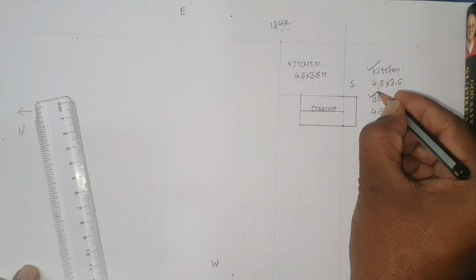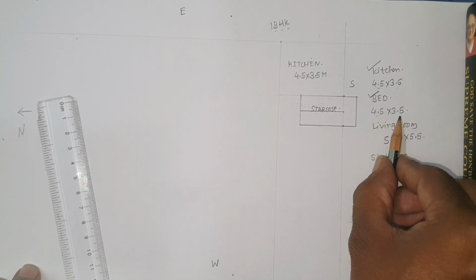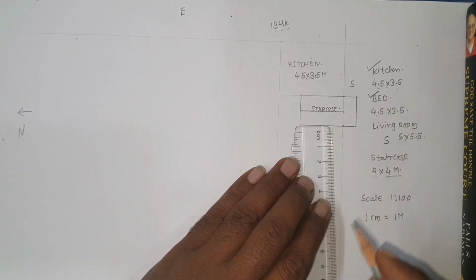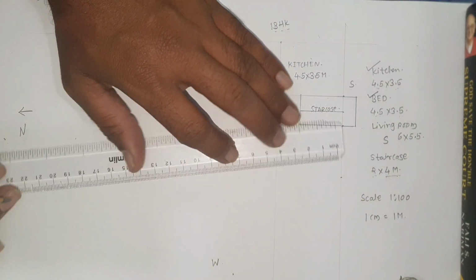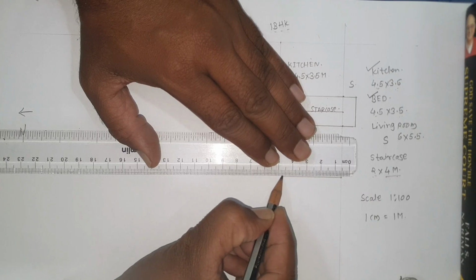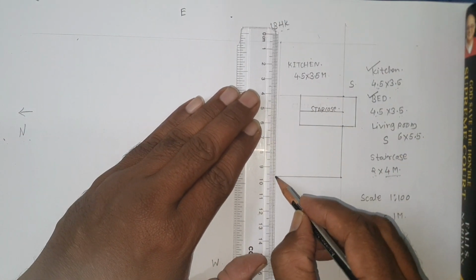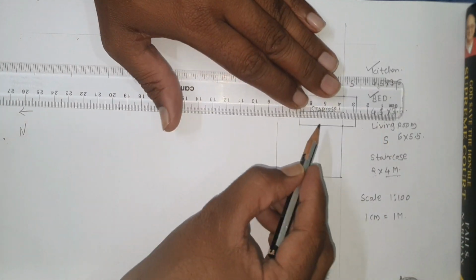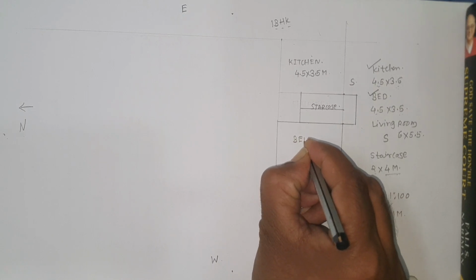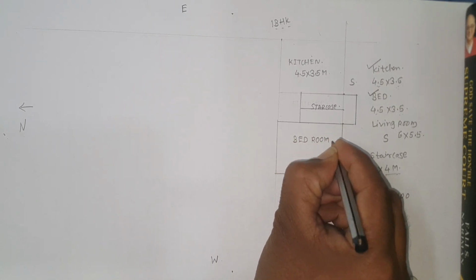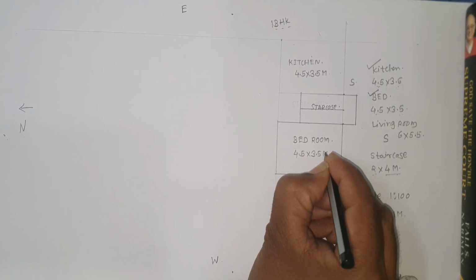Provide bedroom. So the dimensions of bedroom are also the same as the kitchen, 4.5 meter length and 3.5 meter width. So locate 3.5 meter first. Measure 4.5 meter. Now this is bedroom, having dimension 4.5 by 3.5 meter.